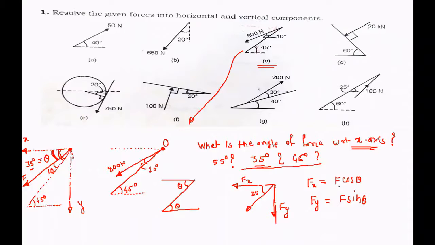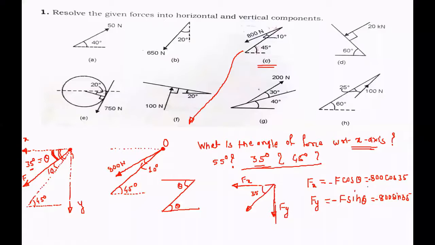Now we have to decide the direction. Okay, fx is towards the negative x direction, so this is minus. Fy is towards the negative y direction, so this is minus. Okay, so you can put the value. F is equal to 800. This is 800 cos 35, and this is 800 sin 35, and both these answers are negative.